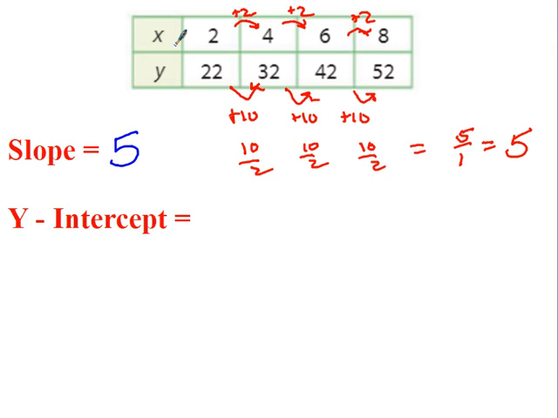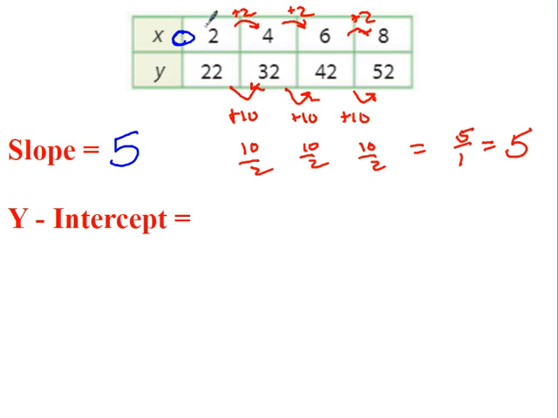Now I've got to figure out what my y-intercept is. My y-intercept is when x is 0. So if x is 0, I need to figure out what my y-intercept is. It's the initial value when x is 0. Because I've been going up 2, up 2, up 2, and up 10, up 10, up 10, what I need to do is continue that pattern until I get to 0.